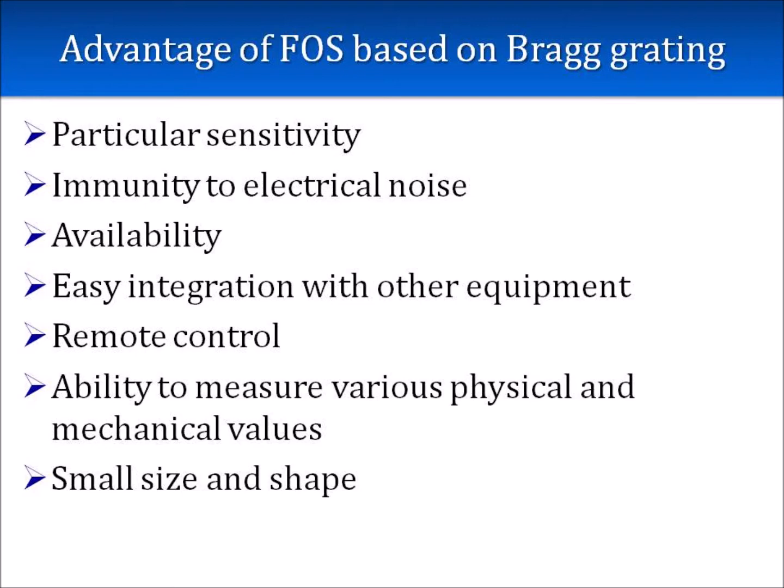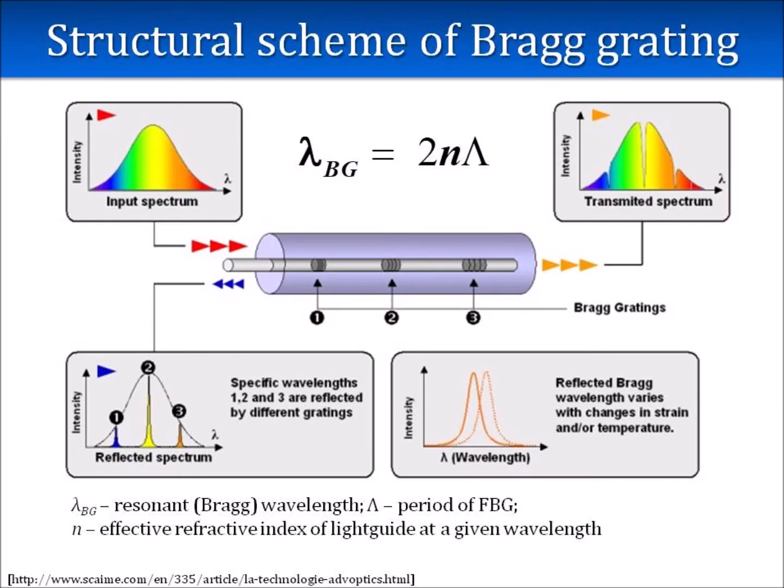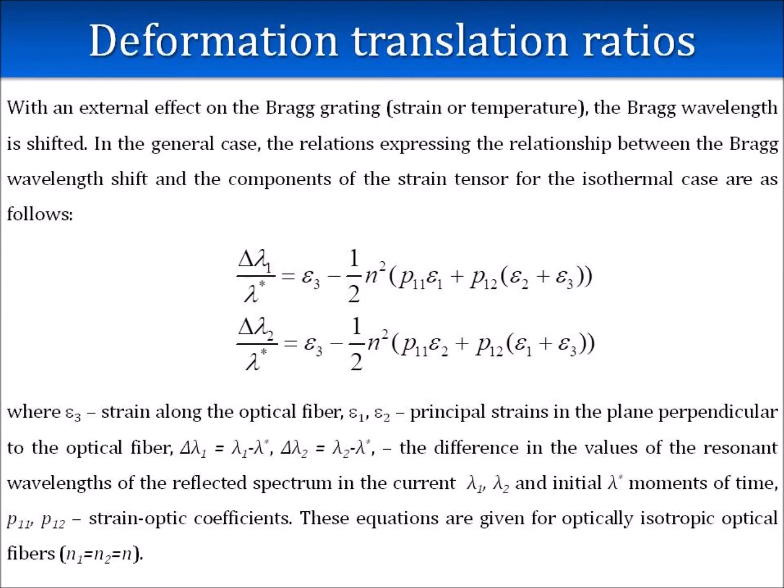One of the main tasks in using fiber optic strain sensors in composite material is related to strain measurement. The interrogator generates and transmits through the optical fiber an optical signal, which is a wideband signal in the prescribed interval of wavelengths. This signal is partly reflected from the Bragg grating. With an external effect on the Bragg grating, strain or temperature, the Bragg wavelength is shifted.